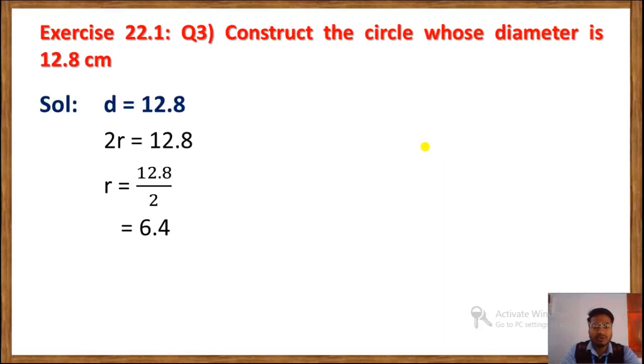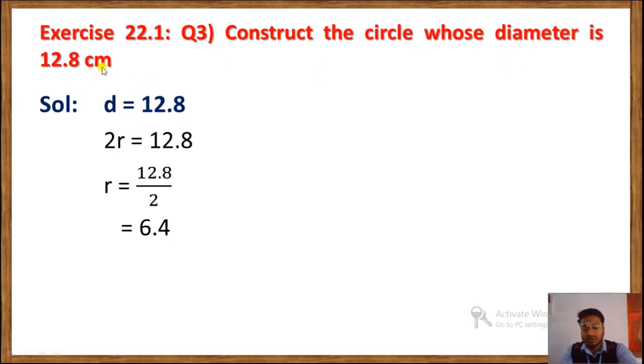In the last video we were discussing circles, where we saw the important terms of a circle and understood how to construct a circle. Today we are going to solve exercise questions. So here we have exercise 22.1, question number 3. Construct the circle whose diameter is 12.8 centimeter.